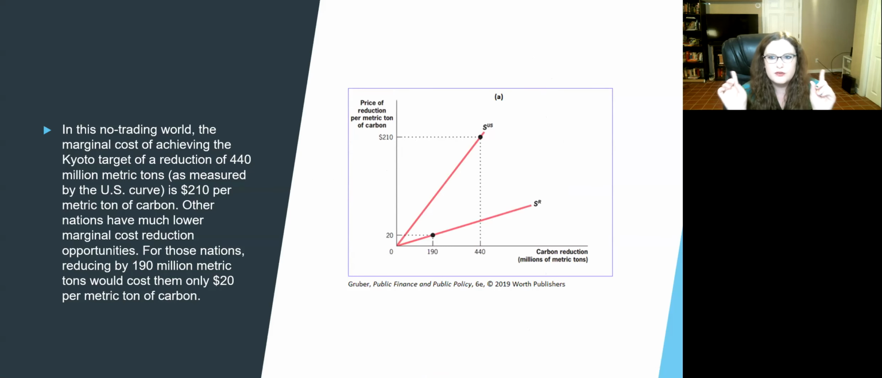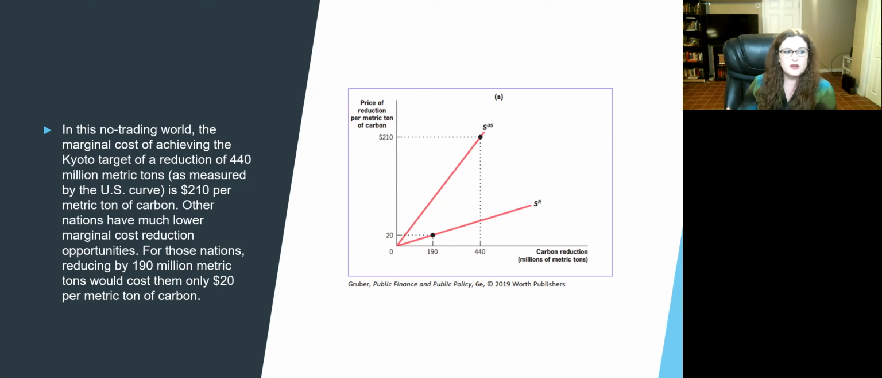So let's look at two different graphs. In this first one, we're going to be looking at the carbon reductions on our x-axis versus the price of the reduction per ton of carbon. Apparently it's a lot per ton of carbon, right? And in this, we have a no trading environment. So we see that we have the United States, we kind of have the rest of the world, and there's no trading in between them. The marginal cost of achieving the Kyoto target of a reduction of 440 million metric tons, as measured by the US curve, is $210 per metric ton of carbon if we were to do it in the United States.